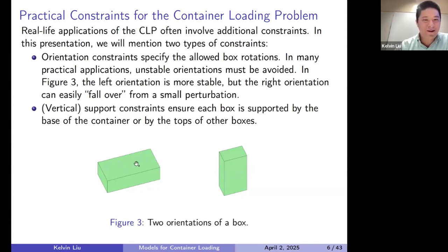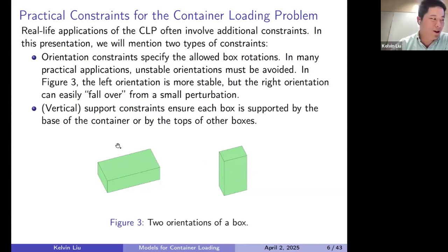The left orientation, if you imagine this is on the ground, will be quite stable, but the one on the right can easily fall over if the truck has to make a sudden stop, or if there's a lot of wind. So depending on the instance and the application, maybe you would say that the left orientation is allowed, but the right orientation is disallowed. Or maybe you allow it, but it depends on the context and the instance.